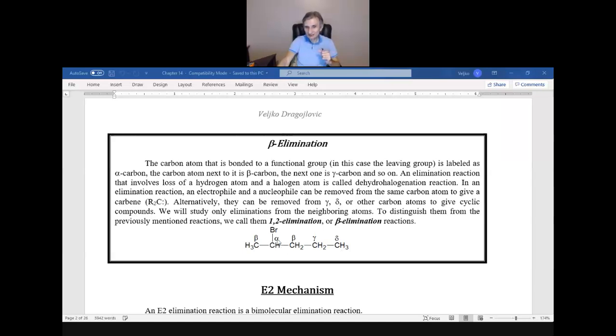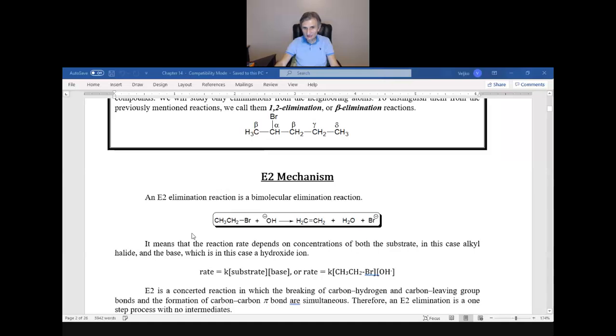Alpha elimination removes hydrogen and bromine from the same carbon, and we end up with species called carbene. You may recall carbene from first chapter. You don't need to worry about any elimination other than beta elimination, one that forms pi bond. But just to let you know, there are other forms of elimination. And so now we are going to examine individual mechanisms.